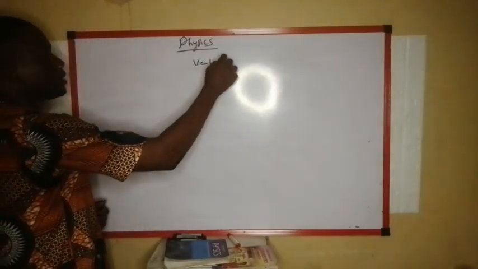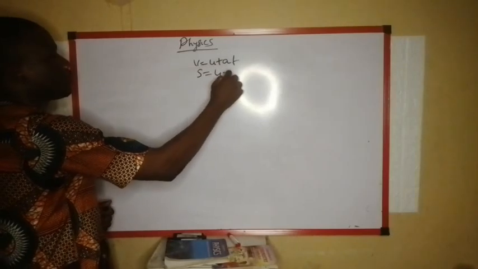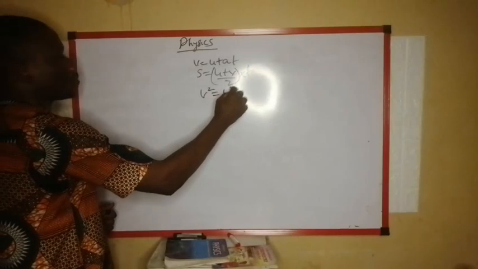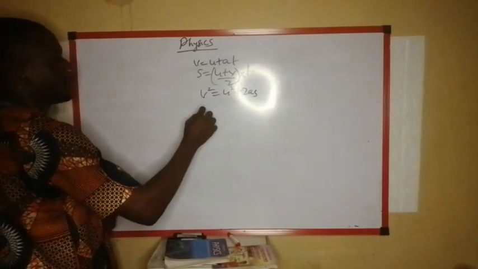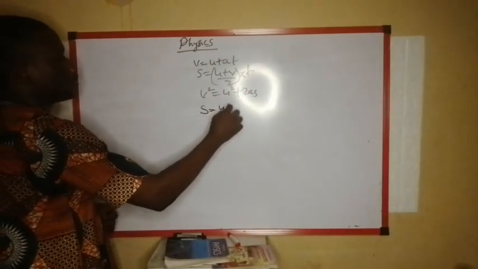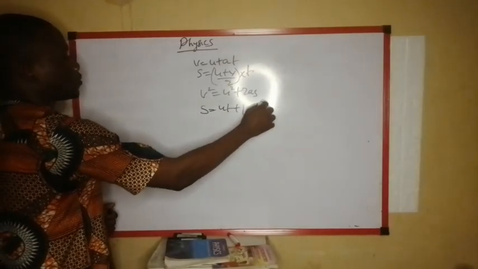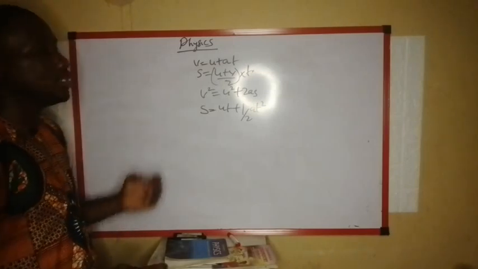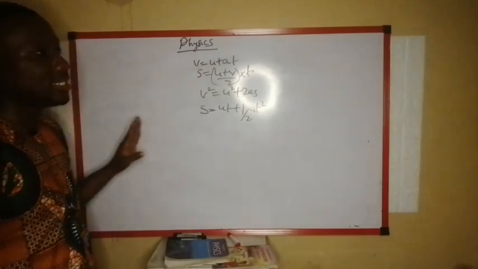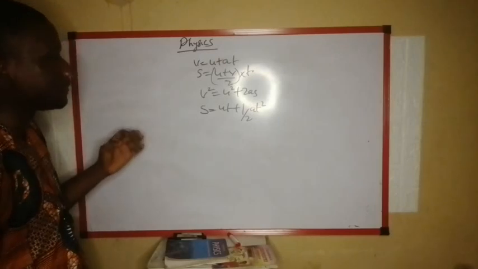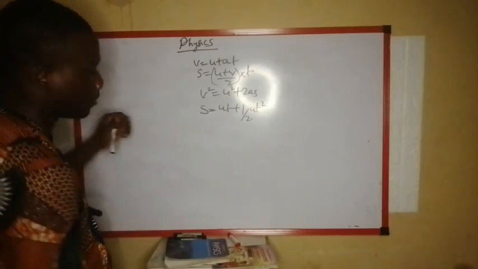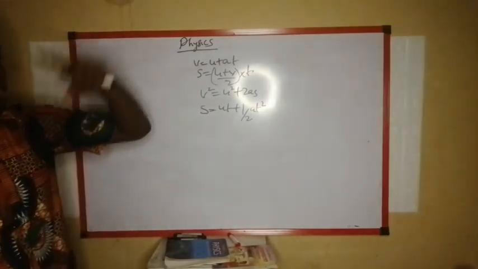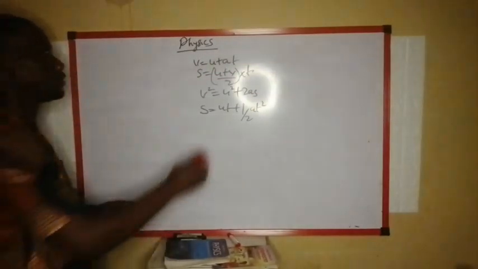v equal to u plus at, s equal to (u plus v) over 2 times t, v squared equal to u squared plus 2as, and s equal to ut plus half at squared, where v stands for final velocity, u stands for initial velocity, a stands for acceleration, t stands for time. Take note of this point: when a body is starting from rest, it implies that the initial velocity is 0. When the body is going to rest, the final velocity is 0.